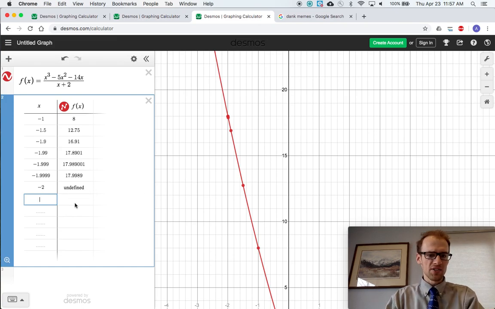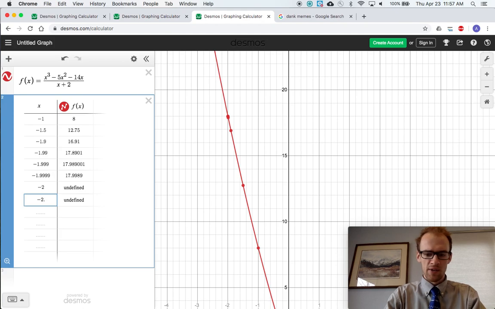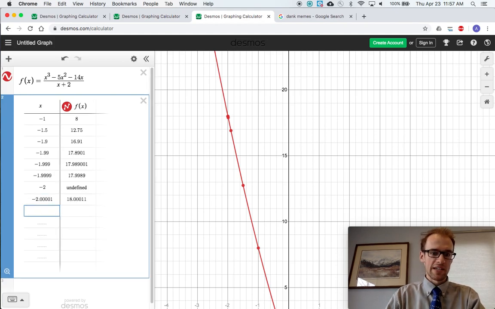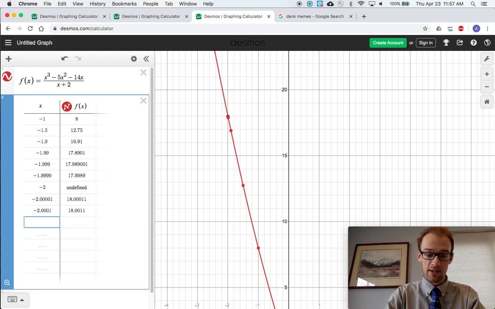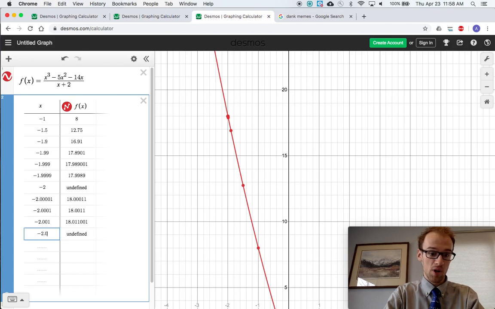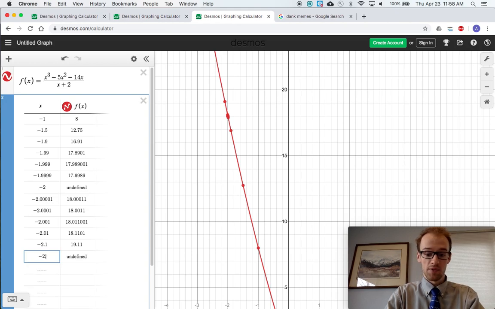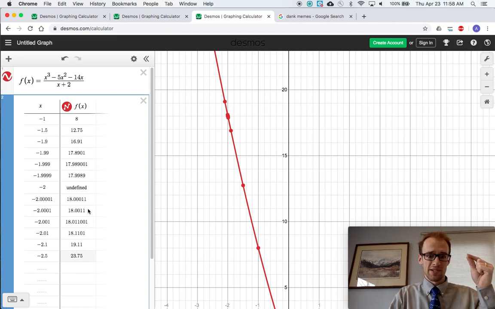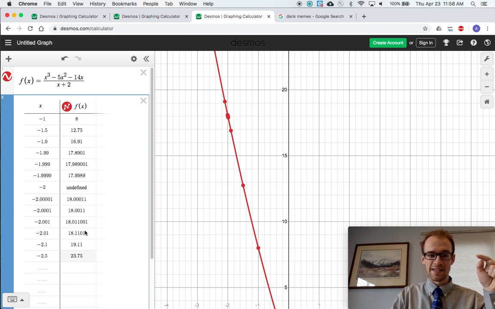Let's go past negative 2. Let's go negative 2.00001, and we get 18.0001. Well, what about negative 2.0001? We're a little bit past 18 again. Negative 2.001, negative 2.01, negative 2.1, negative 2.5. And we see that now, as we approach negative 2 from the other side, we are still approaching 18: 23.75, 19, 18.1, 18.01, 18.001. We're getting closer and closer to 18 from above 18, and from the other side, closer and closer to 18 from below 18.